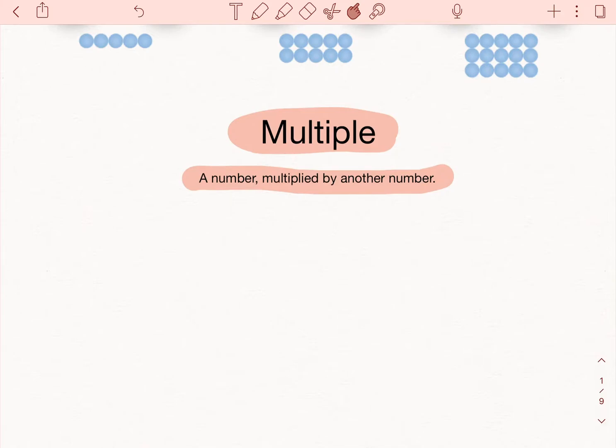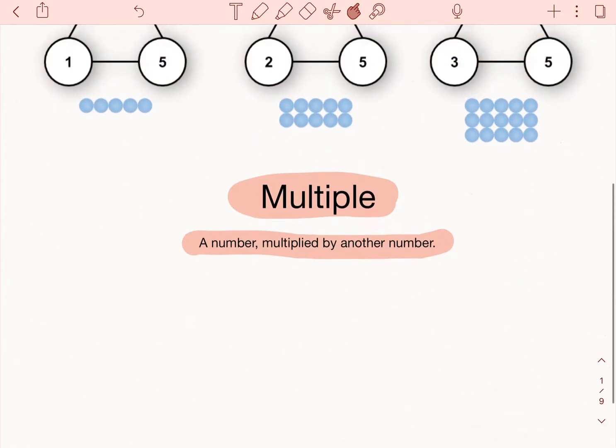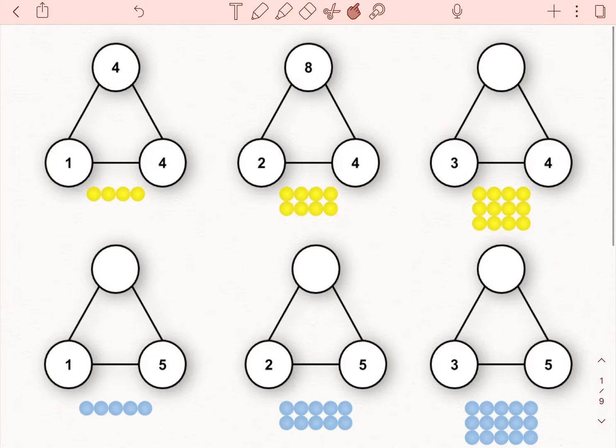To illustrate what this means, I'm just going to use these, we call them factor triangles, but they're three numbers that put together have a relationship. To begin with, let's look at a number multiplied by a number and to see how we can find a multiple from that. So here we have 1, 4, right?